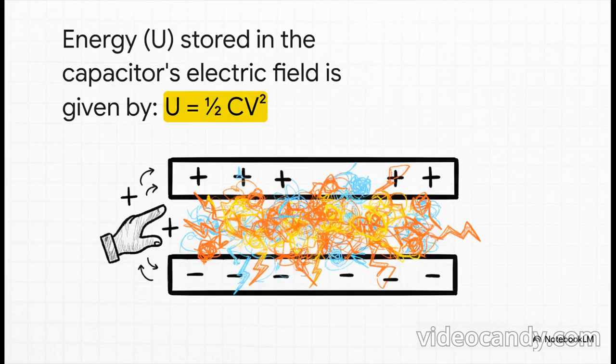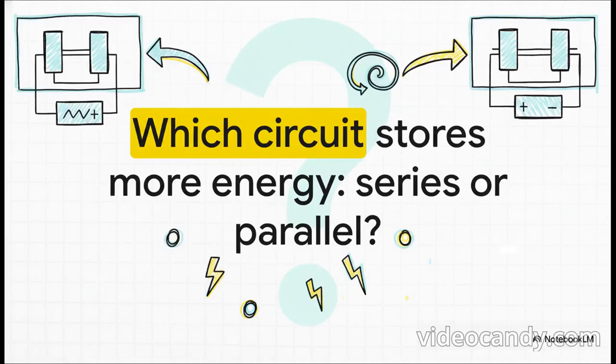And this formula, U equals 1/2 CV squared, tells us exactly how much energy we've got stored up ready to go. It all comes down to the capacitance and the square of the voltage. Okay, so to really drive home how much our circuit choices matter, let's run through a quick example. Let's say we have two completely identical capacitors. If we connect them to the same battery, the same voltage source, which setup is going to store more energy? Putting them in series or putting them in parallel?